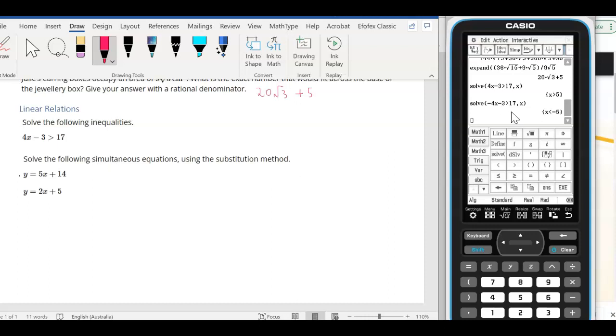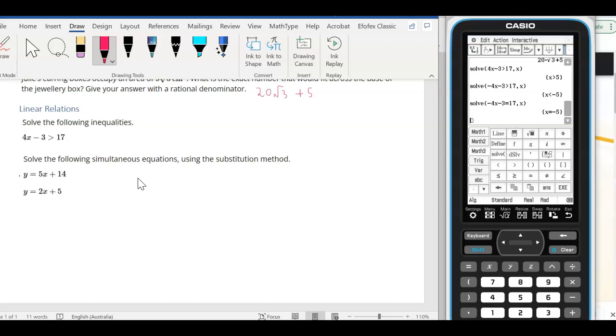And if it was an equation, let me go back and highlight that. If instead of that inequality sign we had an equal sign, you can solve it as well. It doesn't matter if it's an inequality sign or an equal sign.